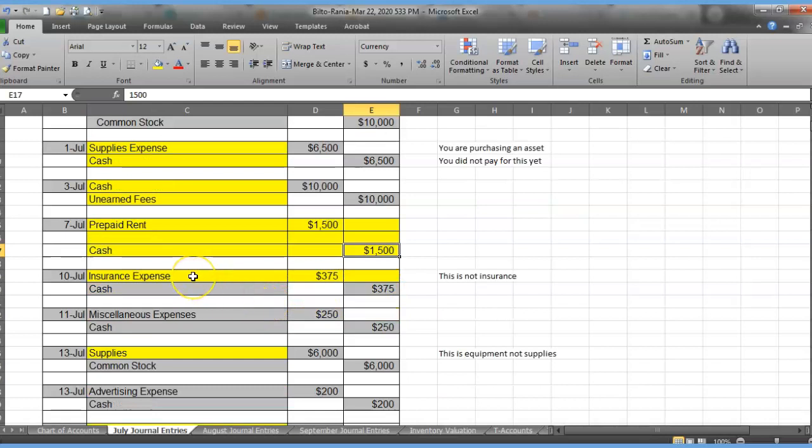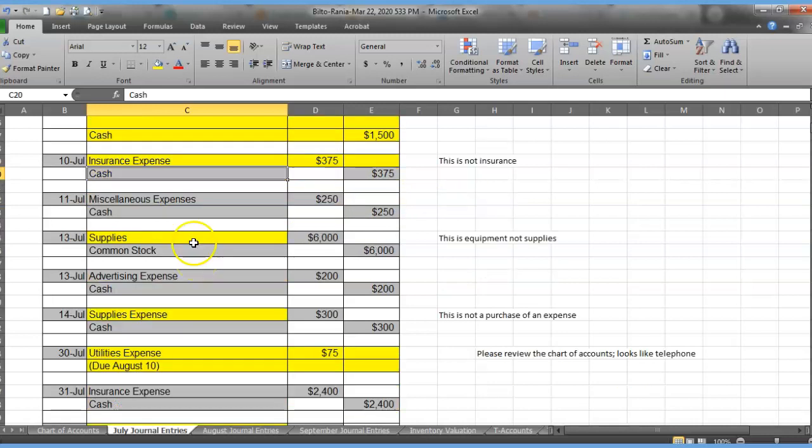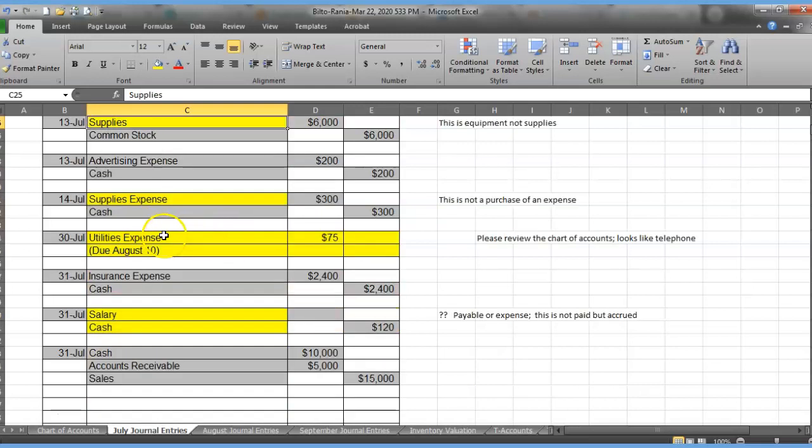Insurance expense. I'm not sure where insurance expense came from with this because you're not purchasing insurance at all. In fact, what you're purchasing is some sort of supplies, maybe advertising or something like that, but not insurance. So please go back and look at the transaction itself to see what's going on. Secondly, miscellaneous expenses. That looks okay. You're not purchasing the supplies here. You're purchasing equipment in exchange for stock. So you need to change that.